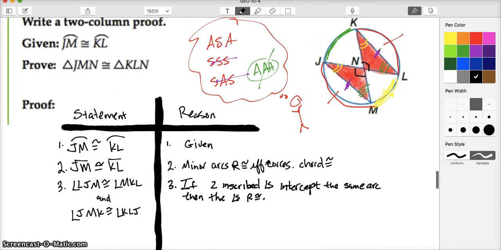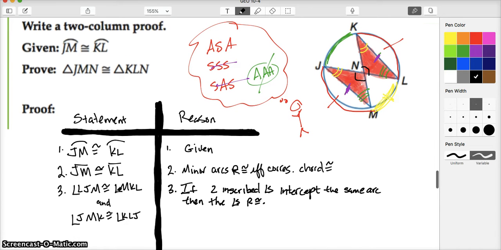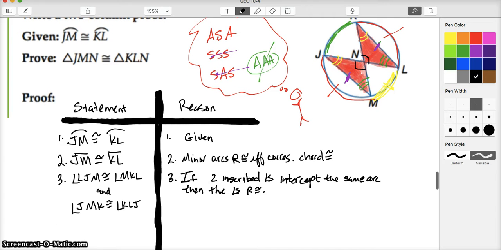So let's take a little bit of an inventory. We're trying to prove these two triangles are congruent. We've got two angles congruent. We've got a side congruent. I think we've got it. We can say that triangle JMN is congruent to triangle KLN, and we can say that because of these three bits of information here. We can say that the two triangles are congruent by angle side angle.